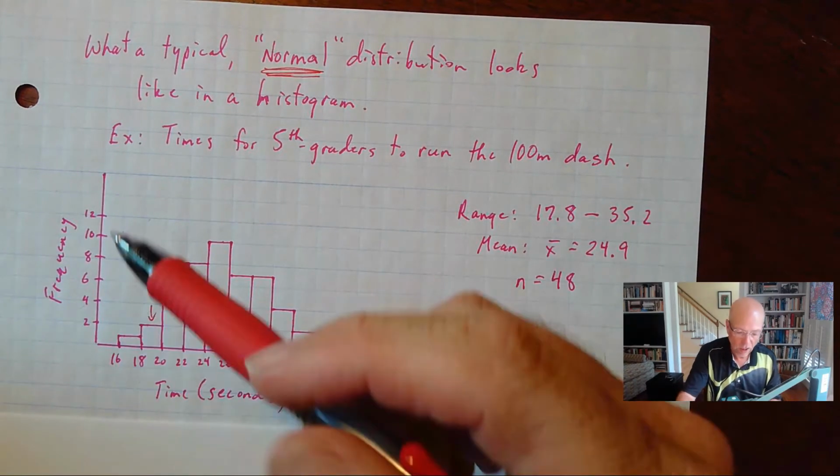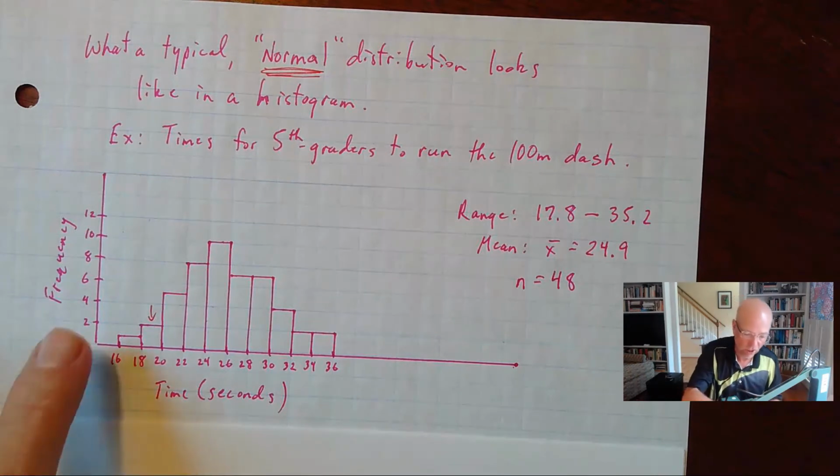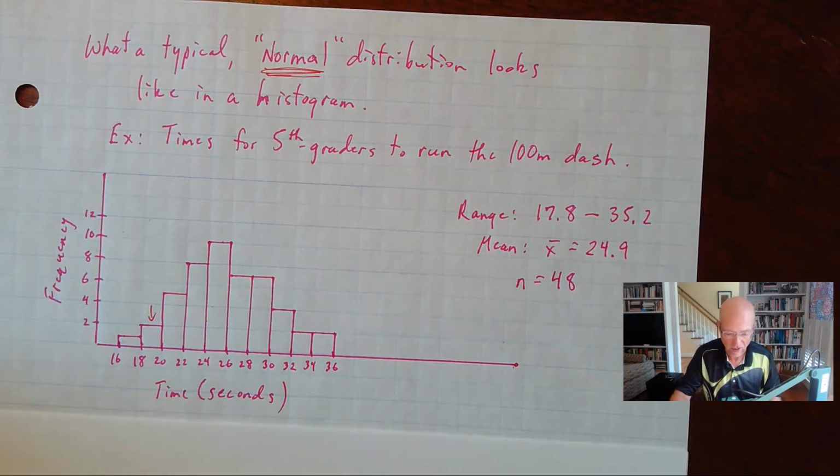It's still a histogram. We still have bars. The bars are still touching. It's still frequency on the y-axis. This is more typical because when you have a collection of data, you usually have most of the scores at the center of your distribution. And then as you get higher than that average, it tails off. And when you get lower than the average, it tails off.